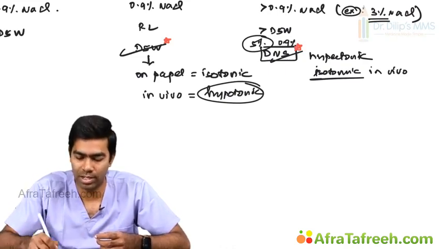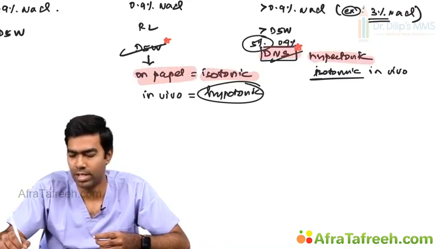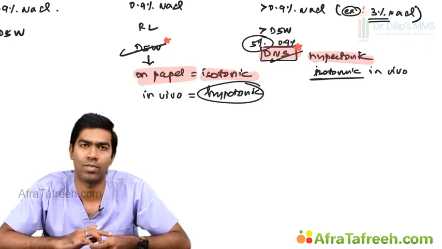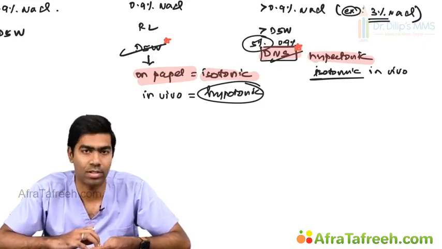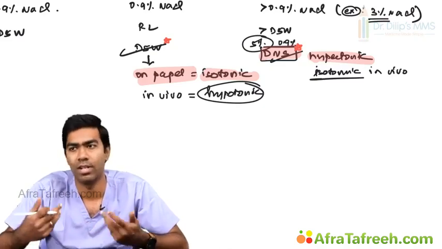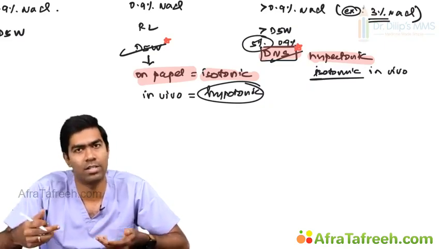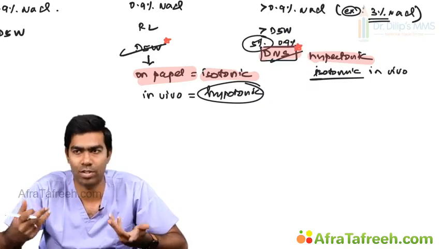But remember, whenever they ask in an exam, you have to tell what is on paper only. DNS is hypertonic and dextrose 5 water is isotonic. That's what you have to answer in exams. But actually what we intend to use them for is something different. D5 we use for hypotonic purposes, to induce hypotonicity, and DNS we give as an isotonic solution as a practice.